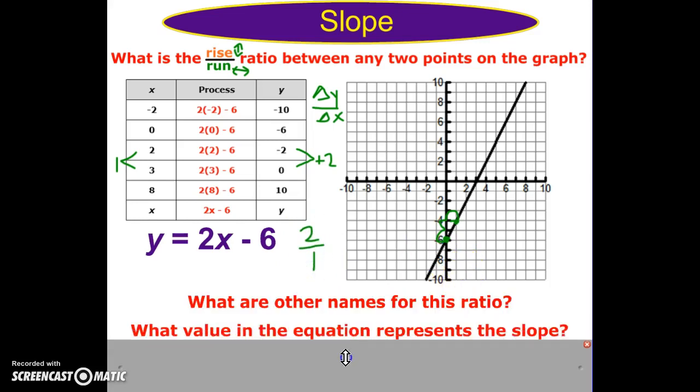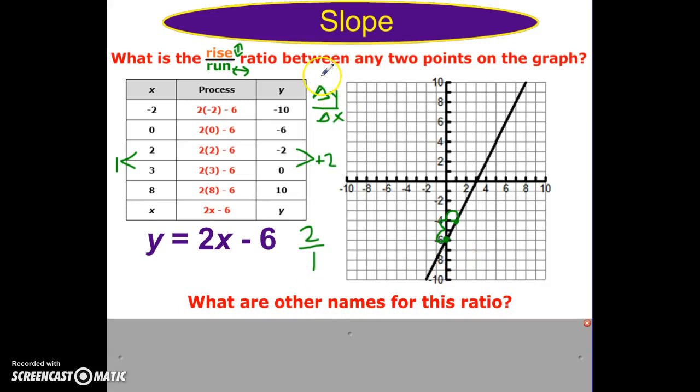Other names for this ratio, the change in y over the change in x, the rate of change, and it's also called the slope.